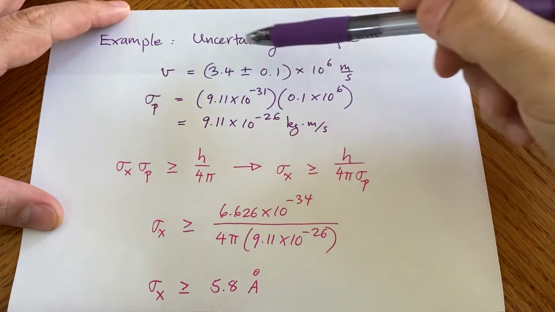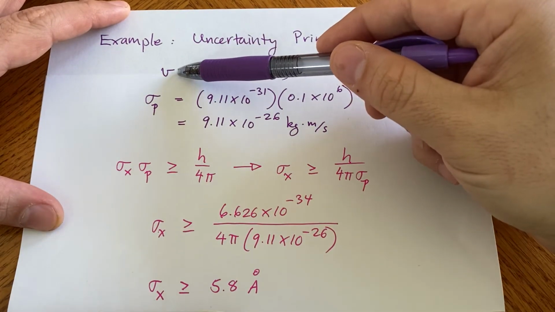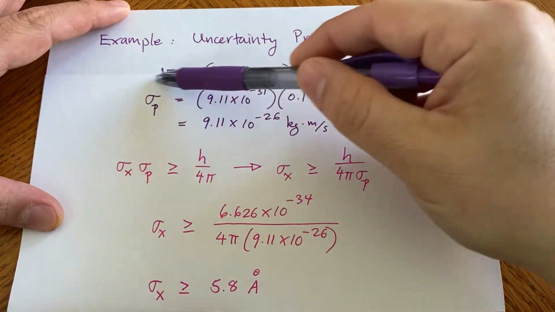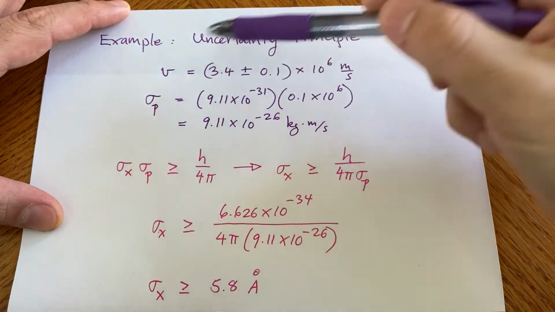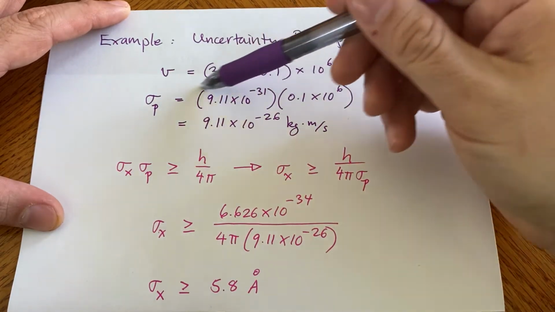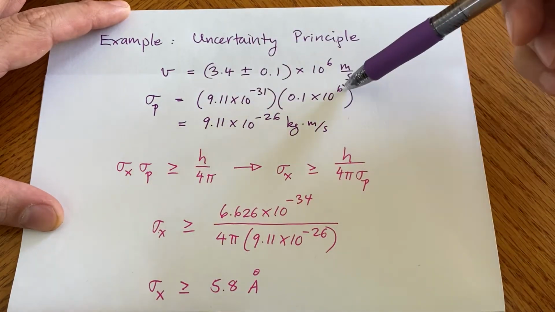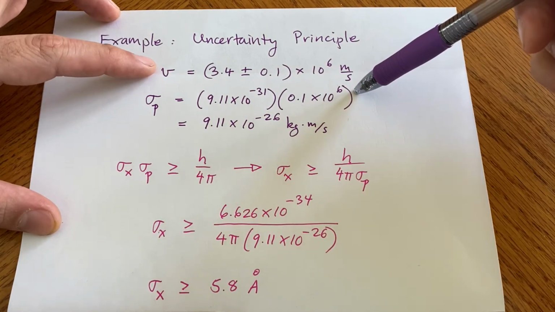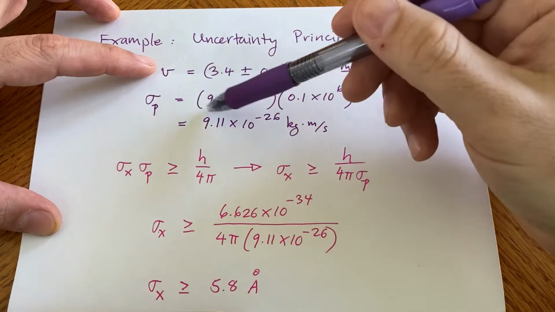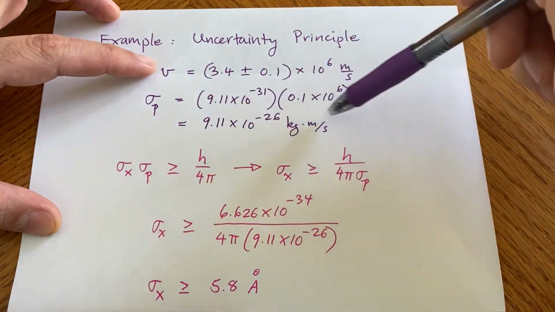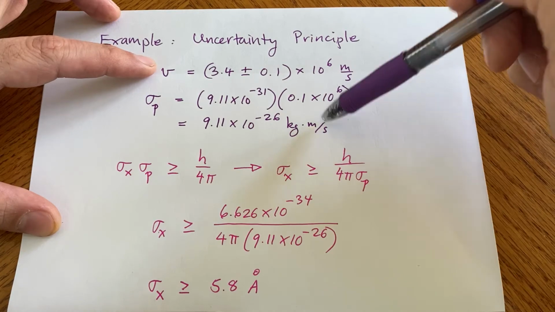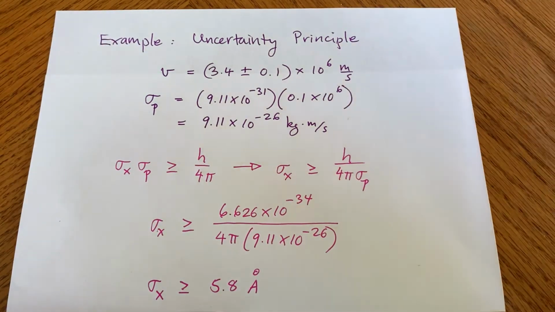That uncertainty in the velocity can be translated into the uncertainty in the momentum. So that's what sigma p is, the uncertainty in the momentum. And we get that by taking the mass of the electron and multiplying by the uncertainty in the velocity. When you do that out, you get this number, and this number is the uncertainty in the momentum. The momentum must be within that range.